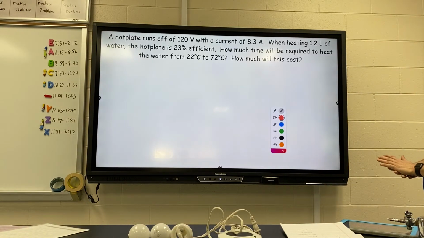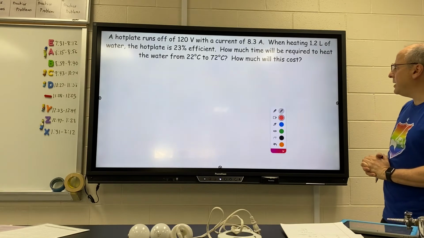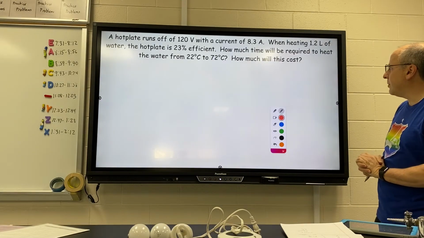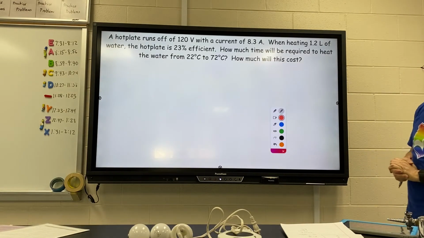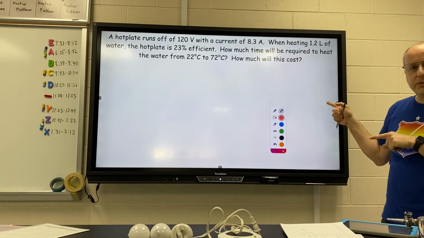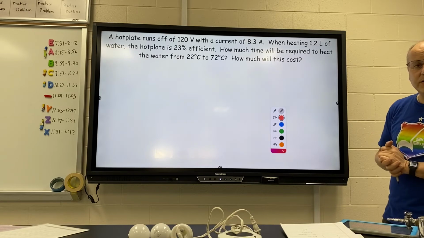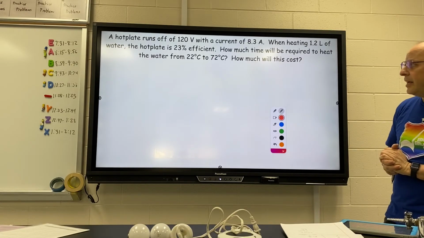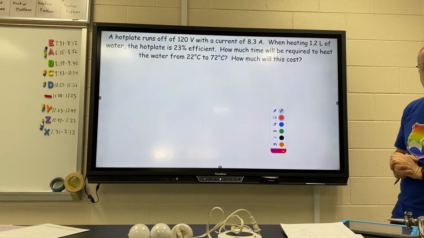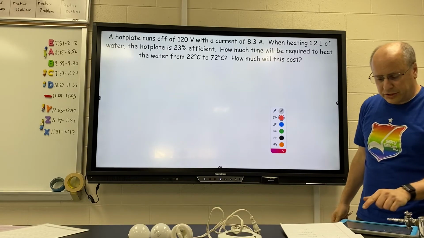Okay, here's another problem that you could try. This time we're going to be heating up some water, and I'd like to see how much it's going to take in terms of time and also in terms of cost. I'm going to post this problem on the slideshow, and I'd like you guys to work through the details and take a picture of your work and share it with me via that slideshow.